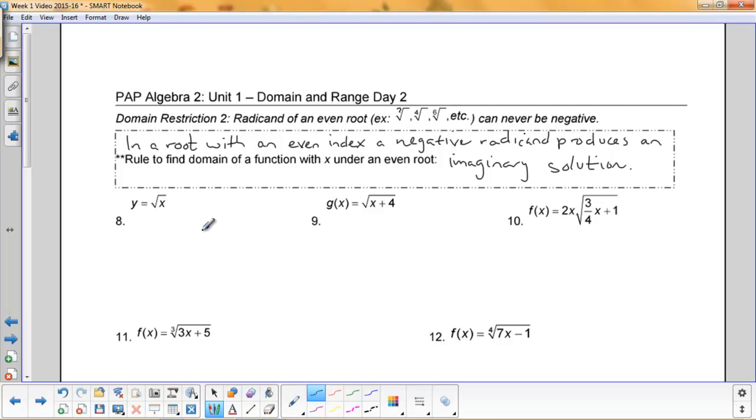I know I'm throwing all these terms about. Okay, so notice what I wrote here: a root with an even number index with a negative radicand gives you an imaginary solution. We'll study more about imaginary solutions later.